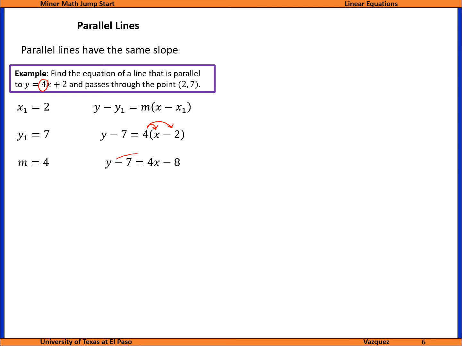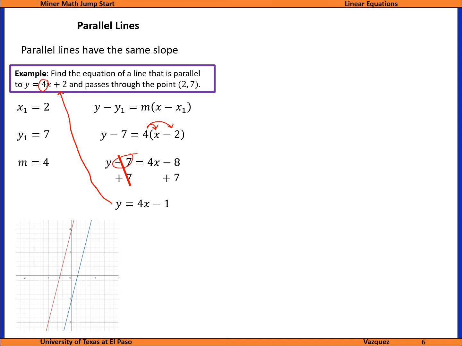And all we got to do is get rid of this negative 7. So we're going to go ahead and add 7 to both sides. So those two will cancel out. And we end up with y equals 4x minus 1. So notice 4x minus 1 is not the same equation as 4x plus 2 because they are parallel lines. And what is that going to look like? That's going to look like this. Right, so we have two lines that will never touch because they're parallel. And the reason they're parallel is, again, because the lines have the same slope.